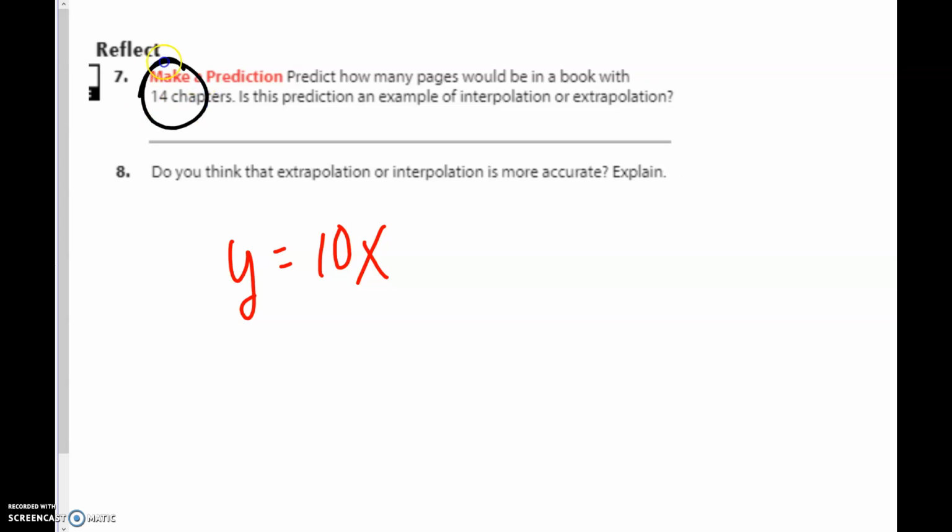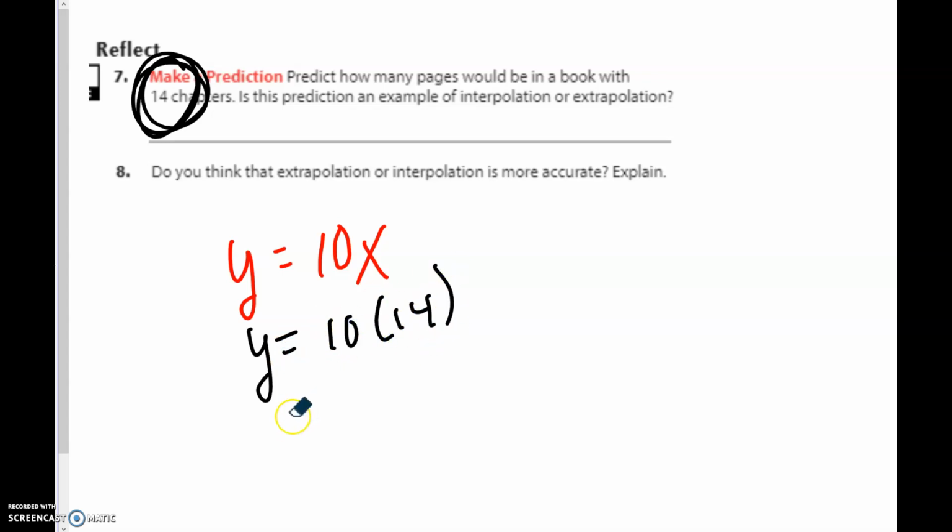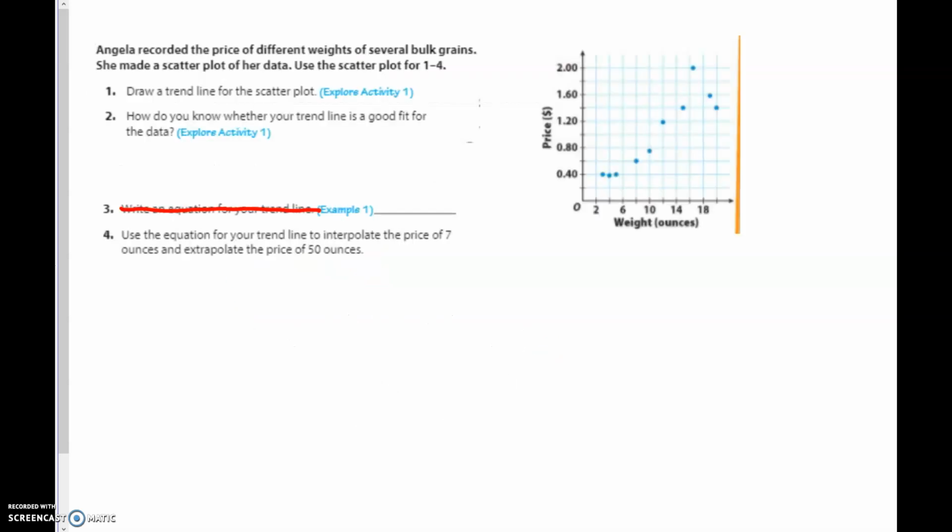Here, they're asking us to make a prediction of 14 chapters. So this time, they want us to put a 14 in for x and do the math. So this is saying 140 pages. So if something is a 14 chapter book, you'd be looking at it maybe having 140 pages.